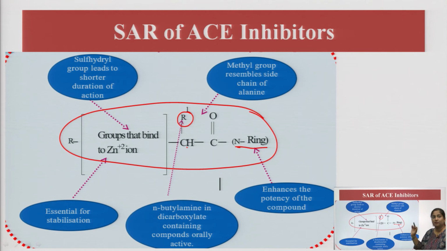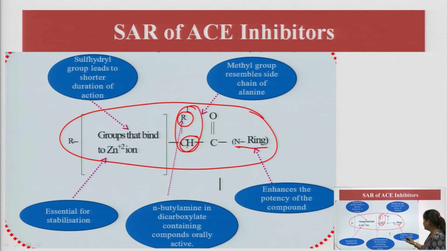Now, what happens if we change certain things in the structure to increase the activity? First of all, very first thing, the methyl group resembles the side chain of alanine. That means if we add the methyl group, it resembles the side chain of alanine. So here, if we do any modifications in this part other than alanine, we can use a small methyl group here, but more than that we cannot add. If we add some bulky group here, what will happen? It will ultimately reduce its activity.